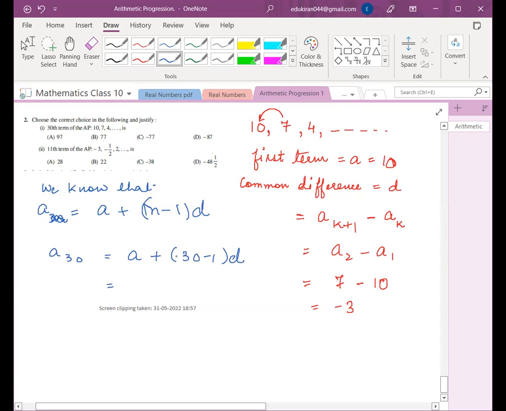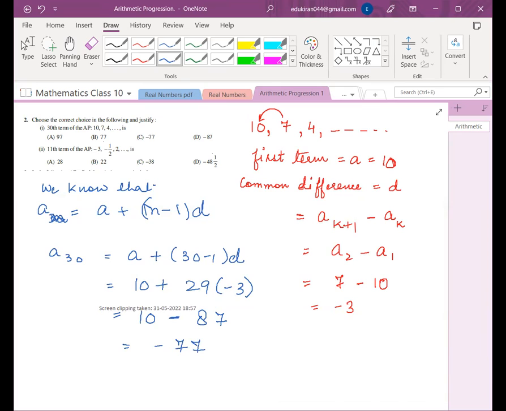So simply put the value of A and D here. A is 10, plus you have 29 into D, which is minus 3. When you have minus, always use brackets. So 10, and then plus minus will become minus. This is multiplication, so minus will come outside. 3 into 9 is 27. Carry 2, 6, 7, 87. So it will be minus of 77. So minus 77 is the 30th term of this AP. Let's check the answer in the book also.